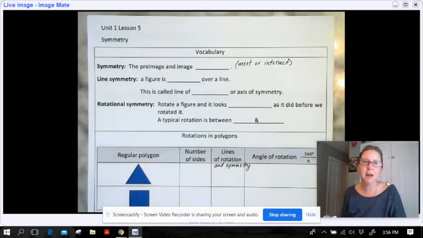Hey guys, today we're doing Unit 1, Lesson 5, which is all about symmetry. All right, so let's start out with our vocabulary as usual.